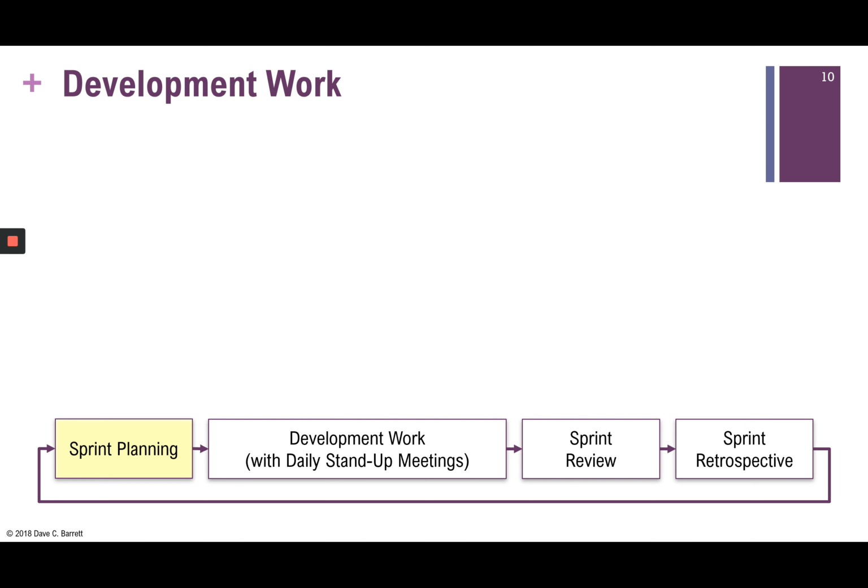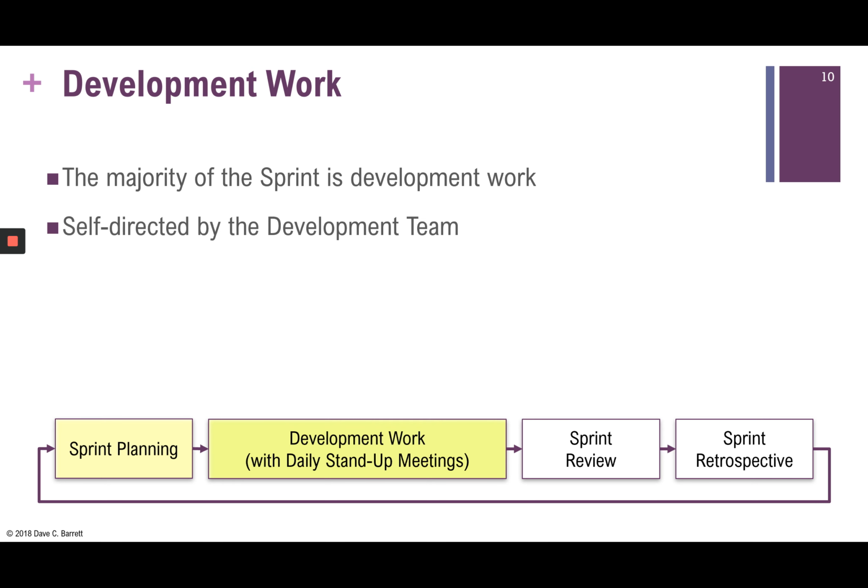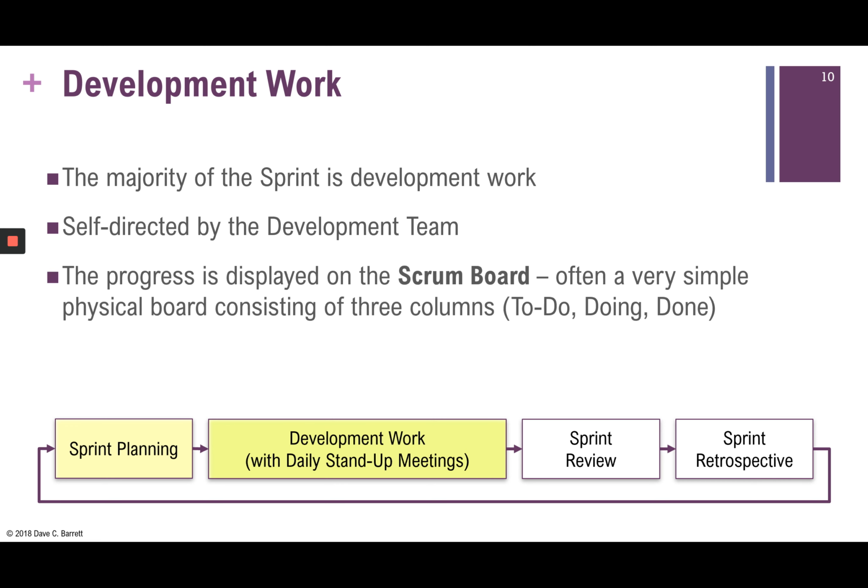We now move on to the next step, the development work. And as I mentioned previously, this is when most of the work or most of the time of the sprint occurs during the period called development work, so the majority. It is self-directed by the development team. So as I mentioned earlier, the Scrum Master is not actively managing them at this point and telling them what to do. The development team self-directs. So they will have to plan, they'll have to look at their work, they'll have to figure out who's doing what and so on, but it's the responsibility of the development team to do that.